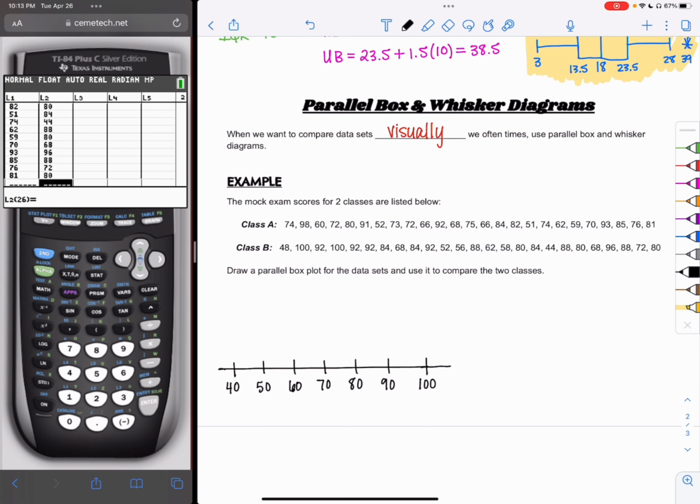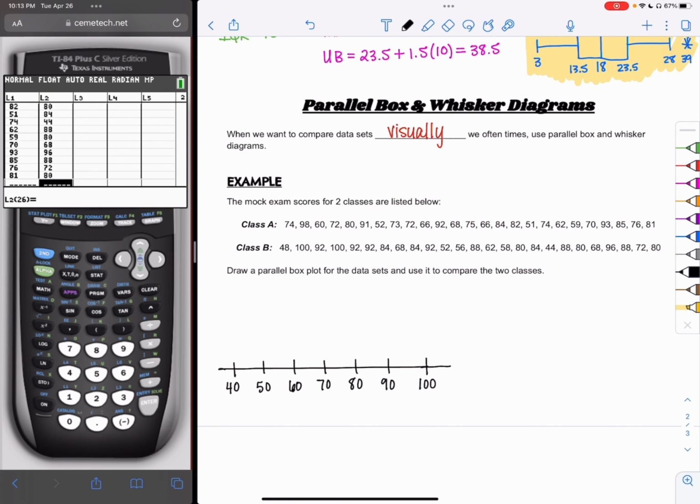All right, so those are my values, or my grades, for the mock exam scores for the two classes. L1 is class A, L2 is class B. They want me to draw a parallel box and whisker plot for the data to compare the two classes. Remember, I'm going to be estimating. Instead of running the one variable statistics to find your 5-number summaries, you can do it that way, or you can just have the calculator draw the box and whisker plots so that you can see what it looks like on the calculator.